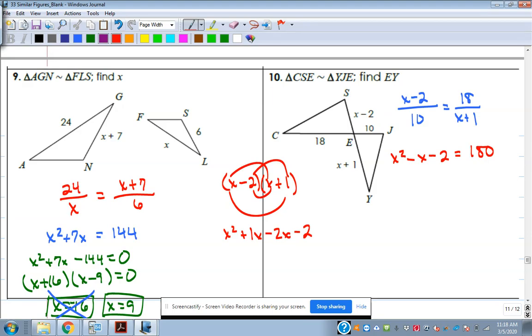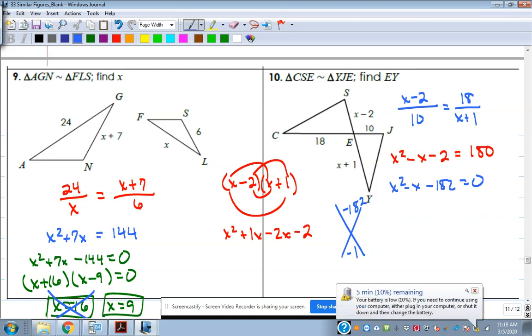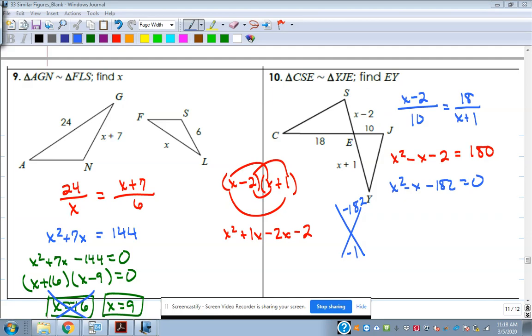All right. Let's go ahead and do the problem. X squared minus x minus 182. Multiply to be negative 182, add to be negative 1. What does that? 14. Negative 14, positive 13. So it's x minus 14, x plus 13. So our answers are x equals 14, x equals negative 13.